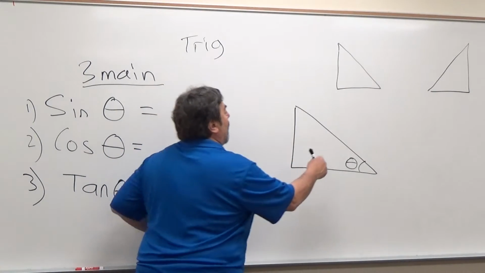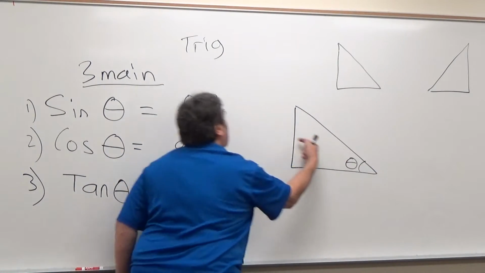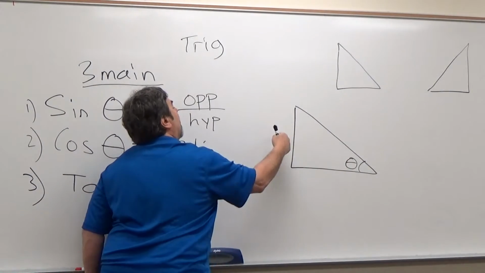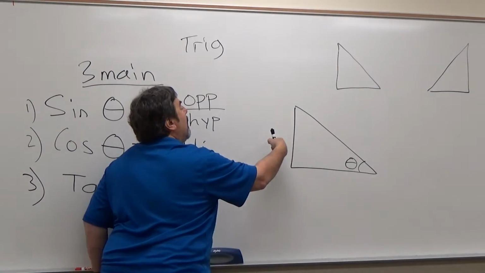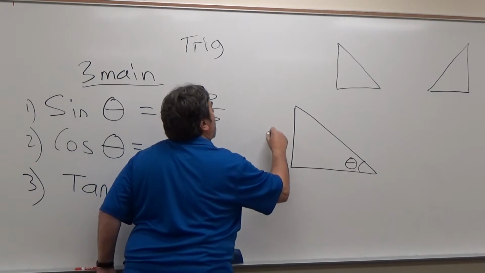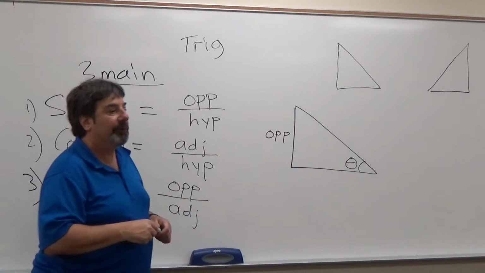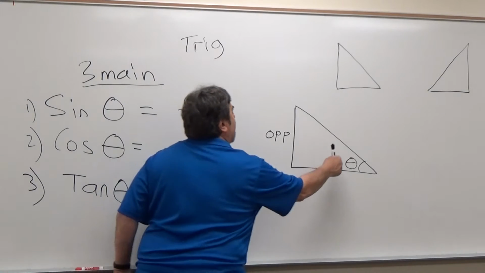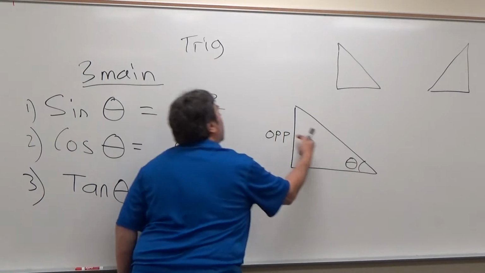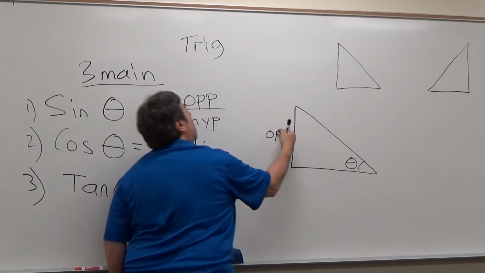The side directly opposite this angle is this side right here. You agree? Yes. We're going to label that as opposite. We're going to abbreviate it as OPP. That stands for opposite. That is the side that's directly opposite from this angle right here, from our theta.